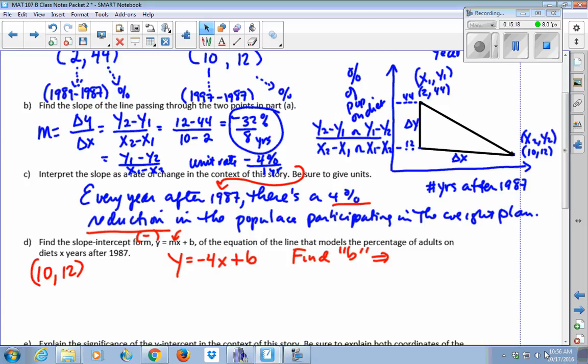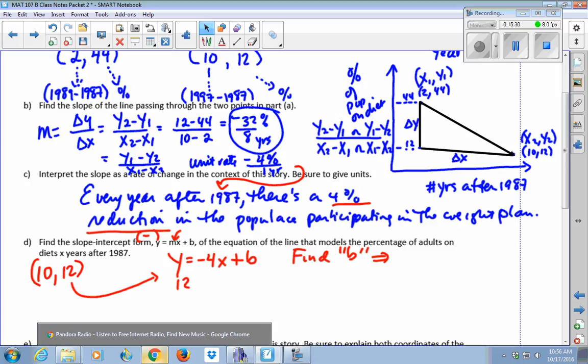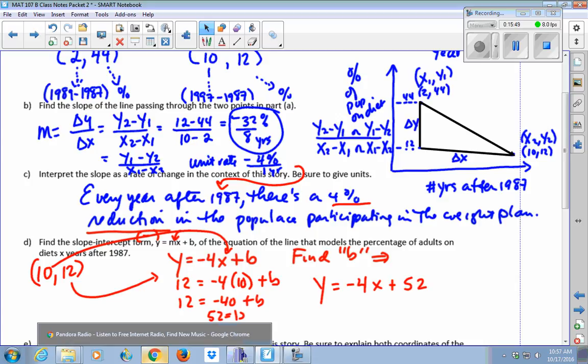Now, the only thing you have to be careful of, and this is the little mistake students can make, is because y occurs first here in the equation, sometimes people put the very first thing they see. But remember, this is your x value and this is your y. So I'm going to put 12 in for y and 10 in for x: 12 equals negative 4 times 10 plus b. 12 equals negative 40 plus b. B equals 52. So that tells me that the overall equation for this line would be y equals negative 4x plus 52.